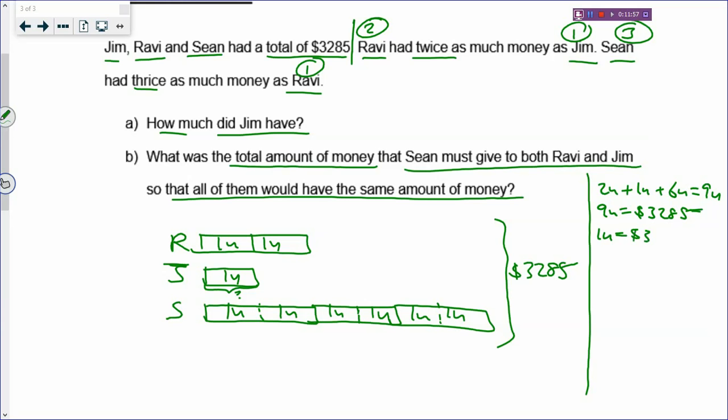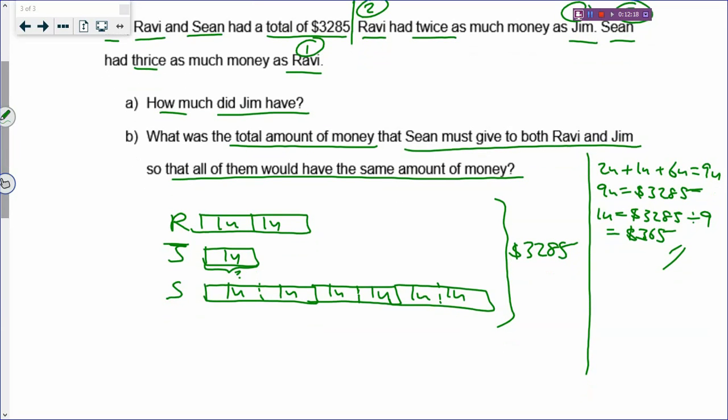And then you can find 1 unit. You take 3,285 and then you divide by 9. And what do you get? So you do your working. And 3,285 divided by 9, you will get $365, which is 1 unit. So Jim has how much money? Jim has $365.